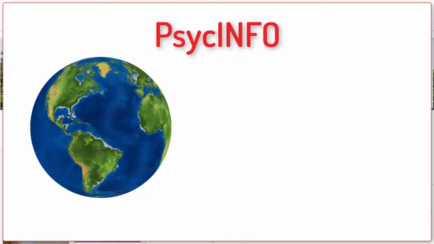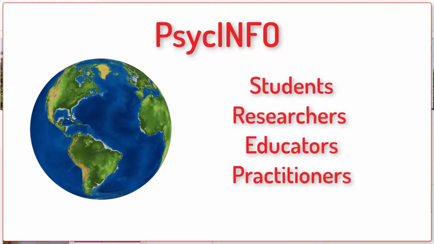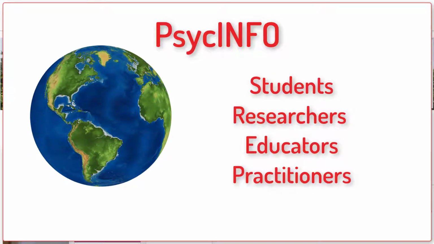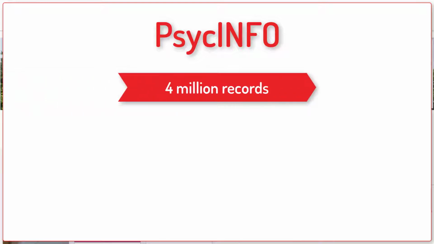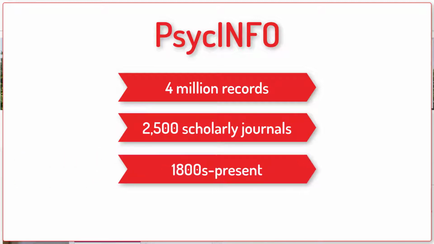PsycInfo is one of the premier psychological databases in the world, which makes it one of the most highly utilized databases by students, researchers, educators, and practitioners for the discovery of global scholarly research. PsycInfo has more than 4 million bibliographic records and indexes more than 2,500 scholarly journals, 99% of which are peer-reviewed. PsycInfo holds materials from the 1800s to the present.